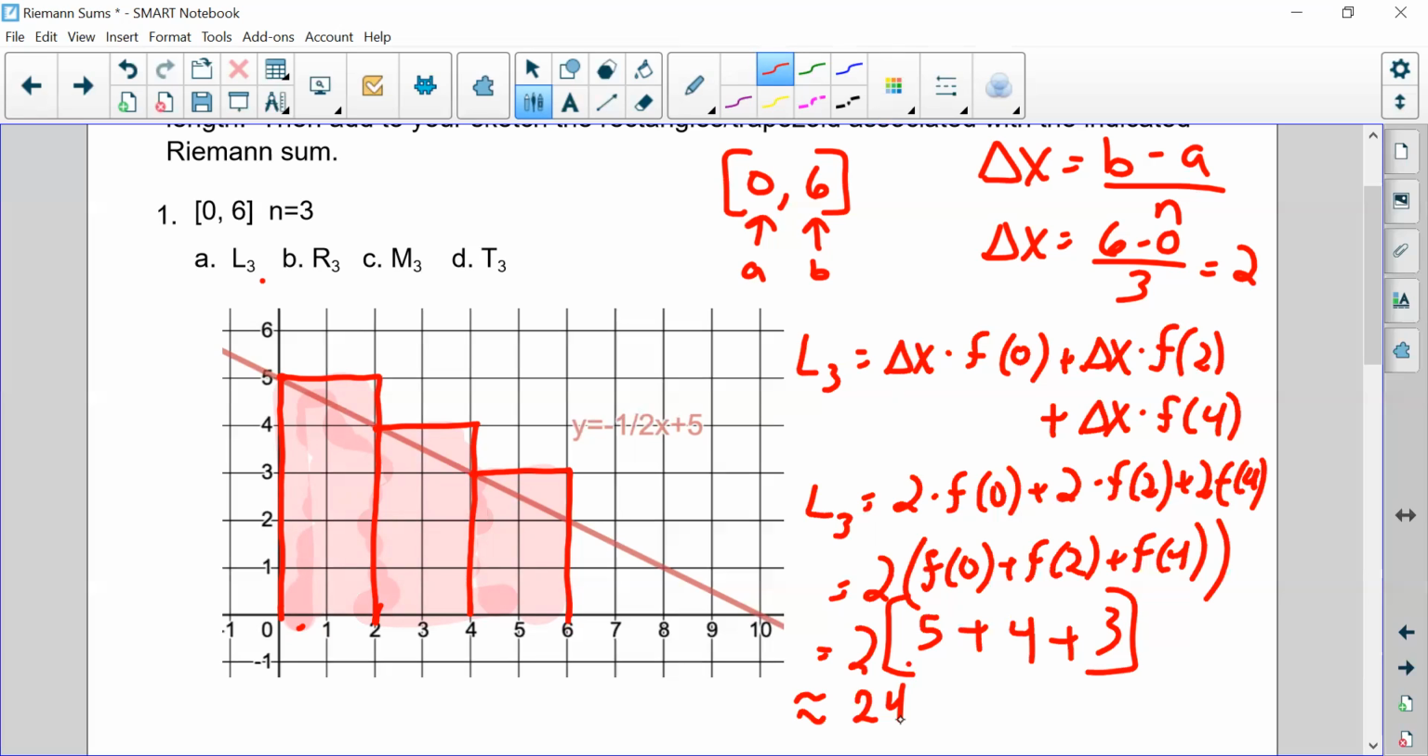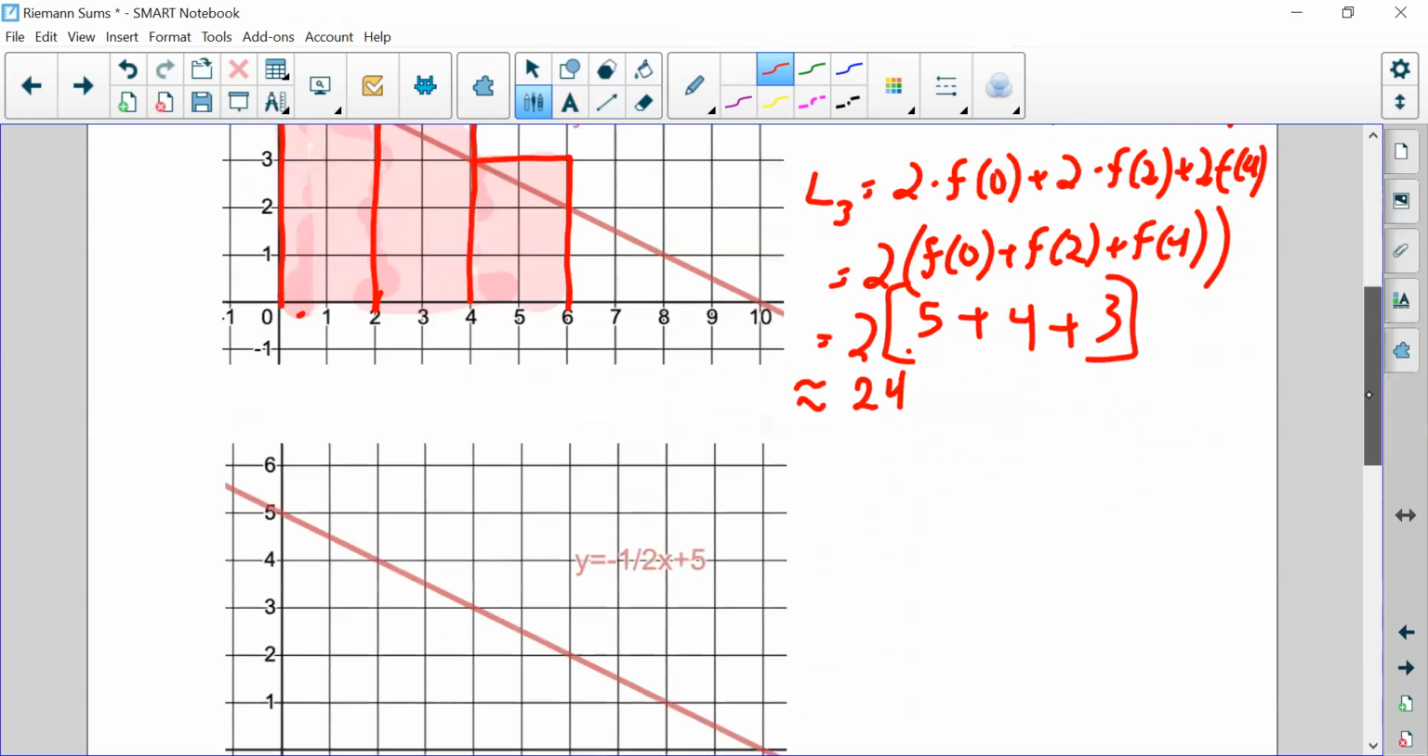Now, is this an underestimation or an overestimation? Over. Okay, how do you know it's over? You can look at the line and see that I got some shaded area above each of those lines. Or what if I didn't sketch the graph? How could I figure it out? Because it's the left sum, and the function is decreasing over that interval, it's always going to be an overestimate.